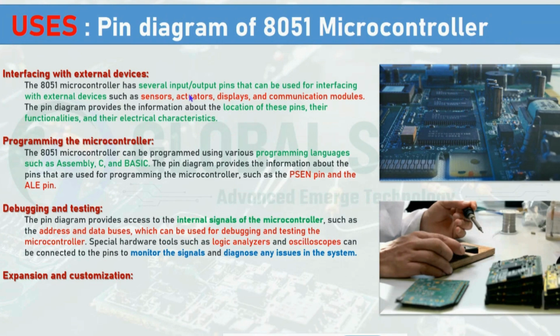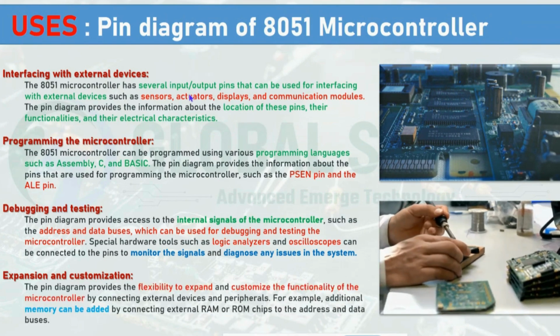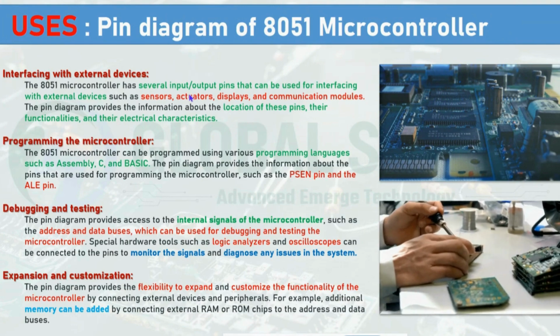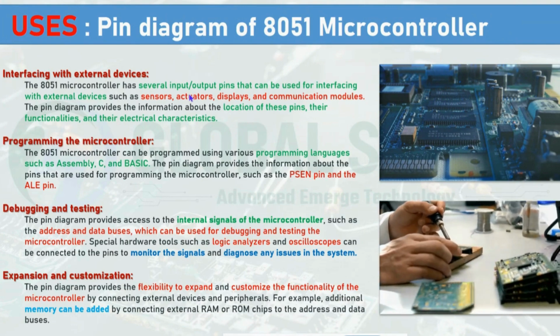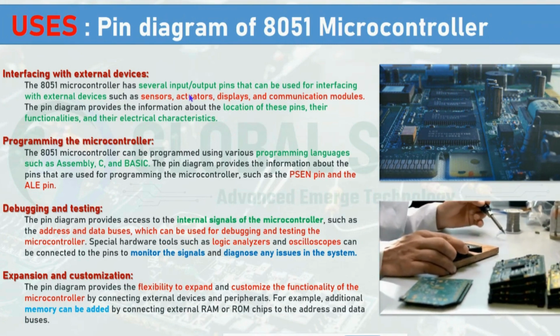Debugging is specifically identifying and fixing the issues, and testing is checking whether the actual and expected values are met or not. So debugging and testing are major factors to verify that the proper pins are working. And for expansion and customization, based upon the customer need, the hardware will be specifically designed, programmed and tested as part of the requirement.